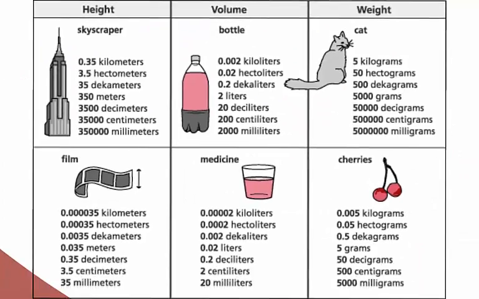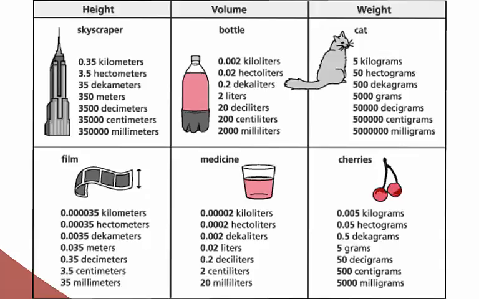Looking at metric units, one of the most useful things about them is that everything is in powers of 10. For example, as we're measuring the height of a skyscraper, in kilometers this skyscraper is 0.35 kilometers, but it's 350,000 millimeters. And then we can compare that to film. 35 millimeter film, if we adjust that to kilometers, becomes a very, very small number in kilometers.